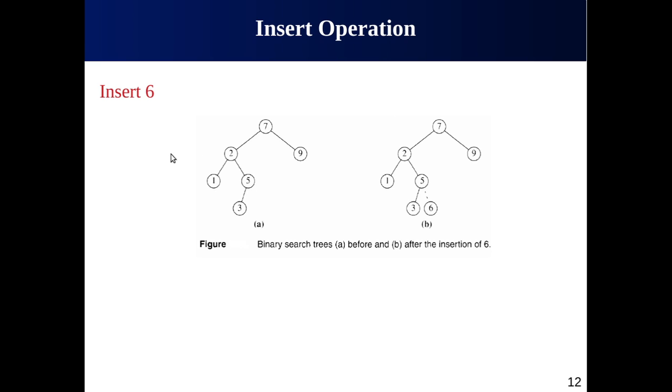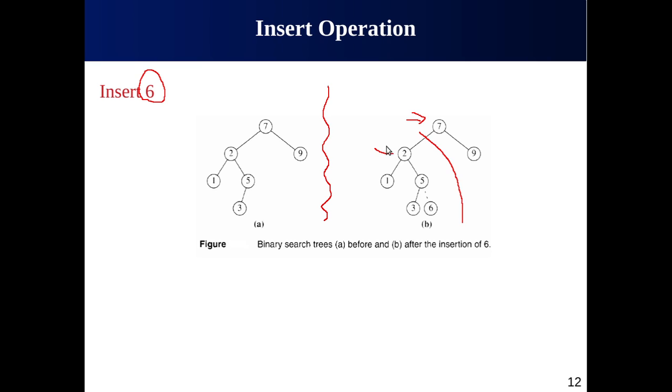We have a binary search tree given, which is here, and we are asked to insert the new key value 6 in this binary search tree. Let us see how the insertion will occur. First, go to the root node. The value there is 7. 6 is less than 7, so it means we have to insert it in the left subtree.